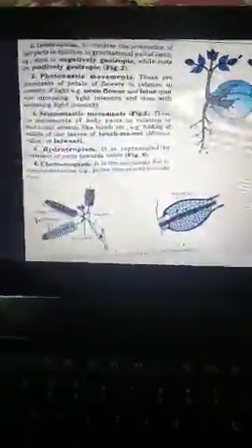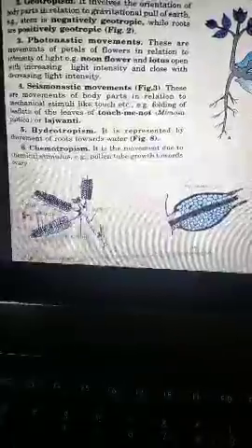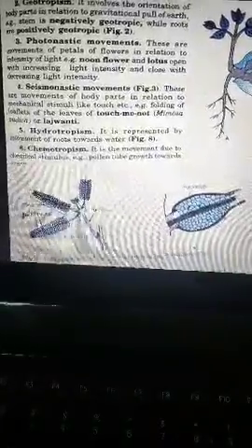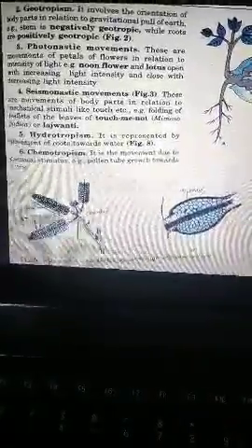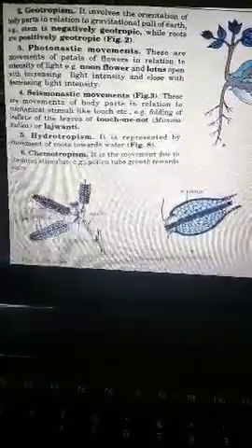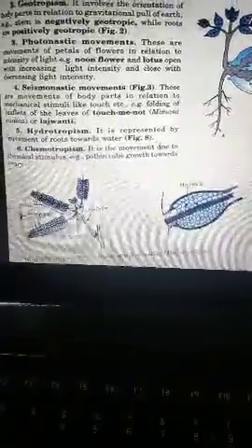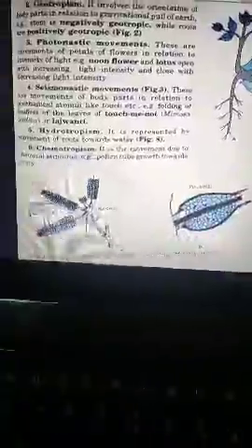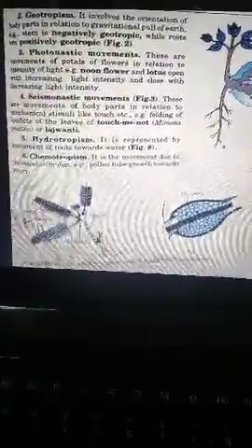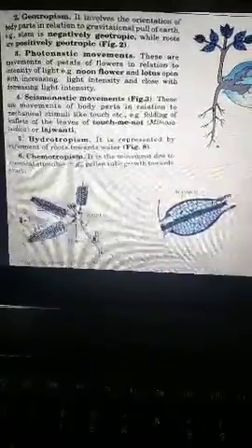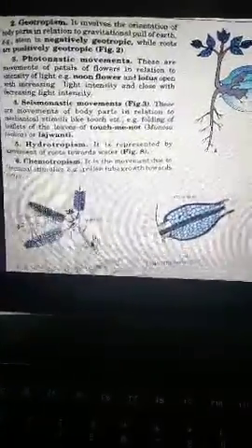The third type of movement is photonastic movements. These are the movements of petals of flowers in relation to the intensity of light. For example, in a flower like lotus, when the light intensity increases, the petals open. When the light intensity decreases, they close. So petals move with the intensity of light. These are photonastic movements.